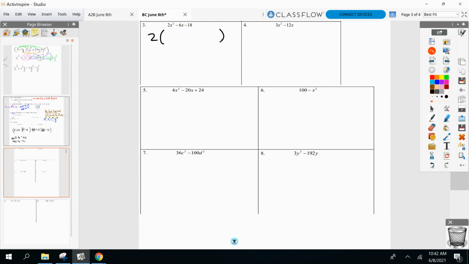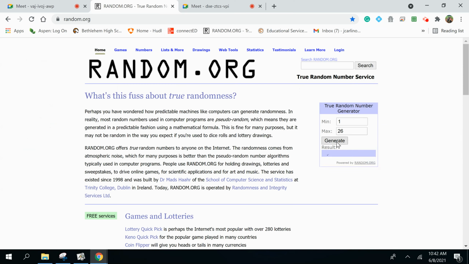Everyone see we're doing the reverse of what I had you do yesterday. You would end up with this as an answer. What was the question for me to distribute? All right, what's left when I divide everything by 2?